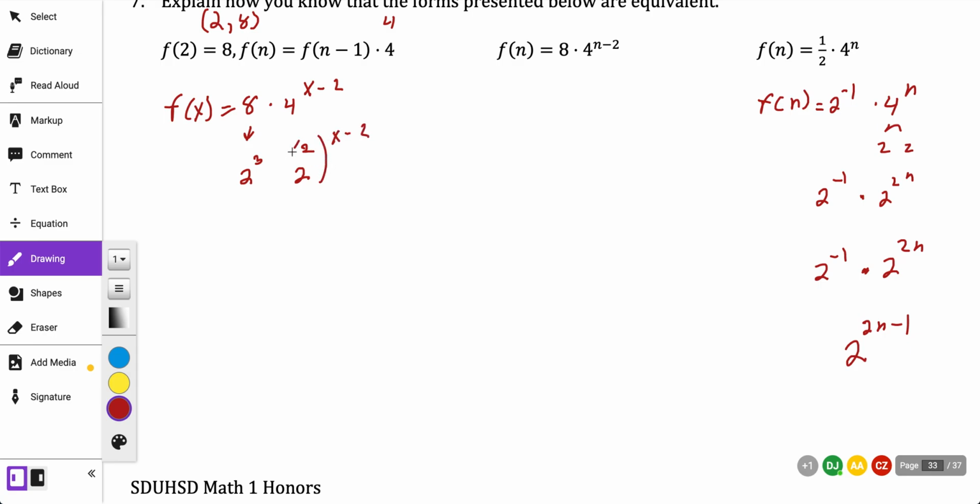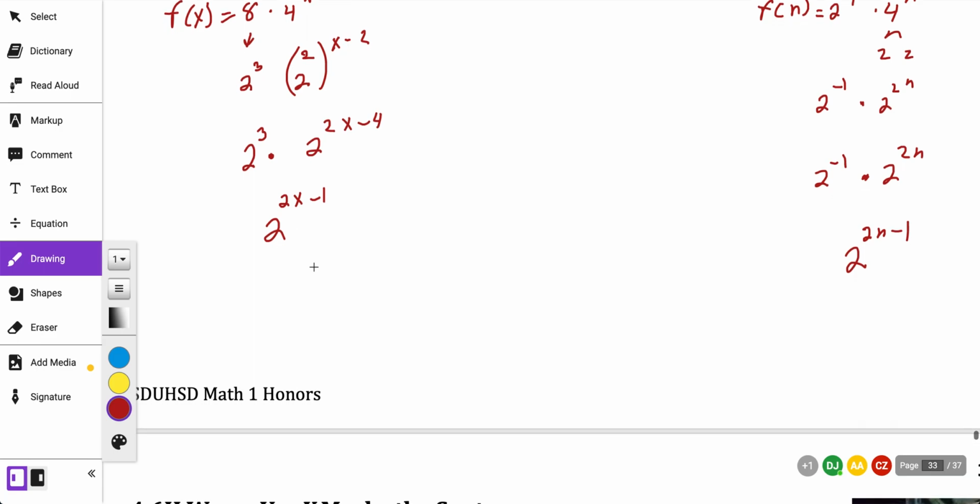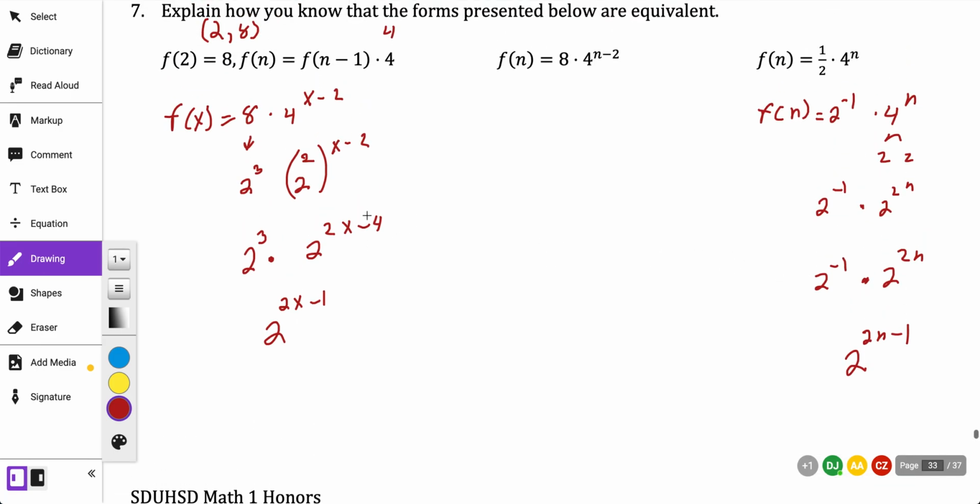So when I have a power to a power, I multiply. So I don't do anything with 2 to the third. Now I would have 2 to the 2x minus 4. And now that I have the same bases, I'm going to add the exponents. So this is going to give me 2 to the 2x. I can't do anything with the 2x, so that stays the same. And 3 minus 4 is negative 1. So there you can see that these are equivalent. And once again, since I started off with the same one here, I did not need to resolve that one.